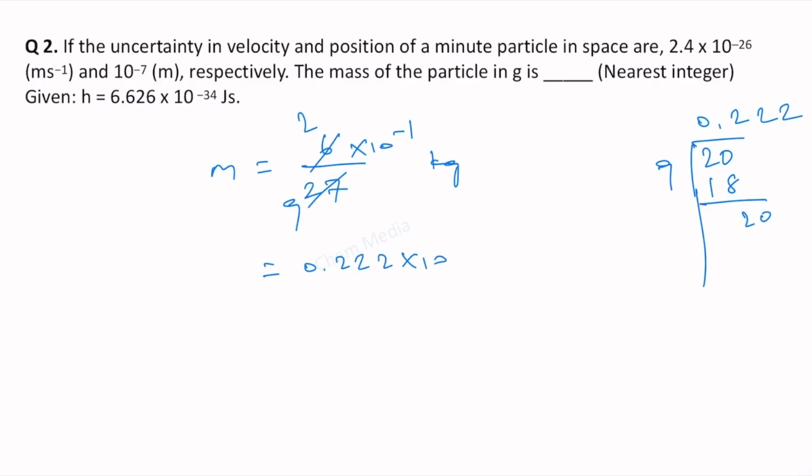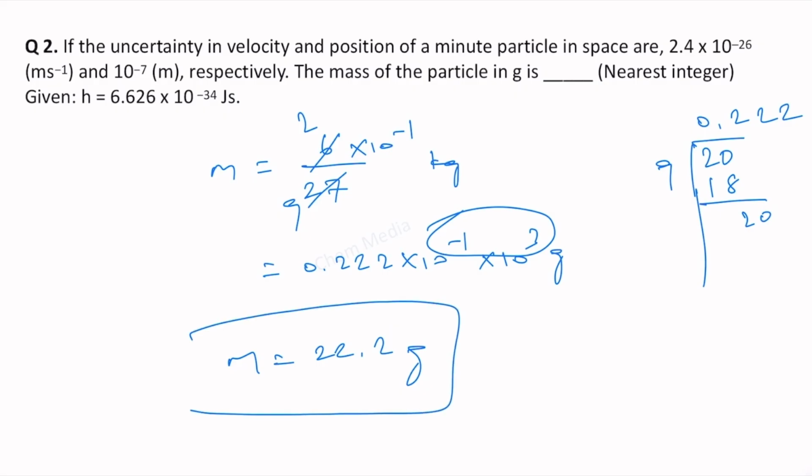0.222 times 10 to the power minus 1 kilogram. So, if we convert the kilogram into gram, then 10 to the power 3 gram. This will become 10 to the power 2. So, therefore, 22.2 gram. So, approximately the mass of the particle is 22.